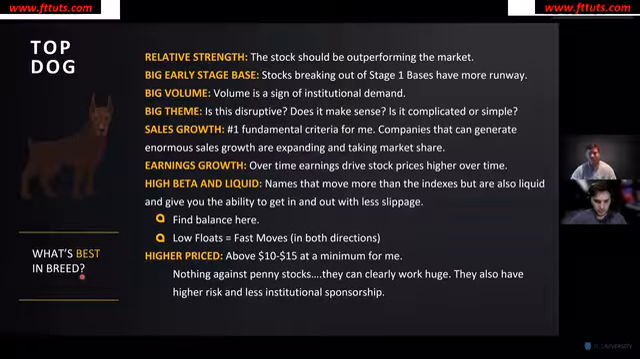Four, big theme. This is maybe the secret sauce, the art of finding winners, is how you analyze and think about the theme. A couple of questions I like to ask myself when I'm thinking about a company: is this disruptive? Does it make sense? Is it complicated or simple? Because I think the best growth winners are the ones where consumers take the company viral, where hundreds of millions, hopefully, of people start using that product. And most people like simple things.